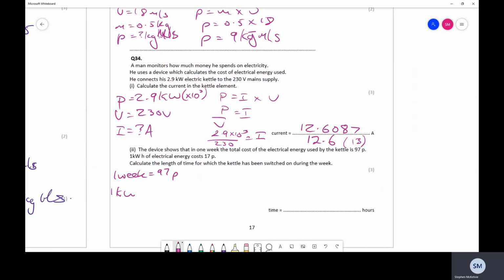Okay, pretty sure this isn't on it. But 1 kilowatt hour is equal to 17p. How many bits of 17 go into 97? 97 divided by 17 is equal to 5.70. It's the amount of times it goes into that.